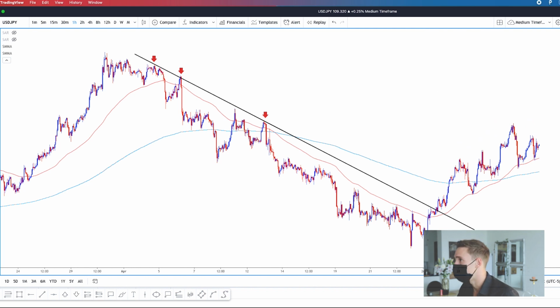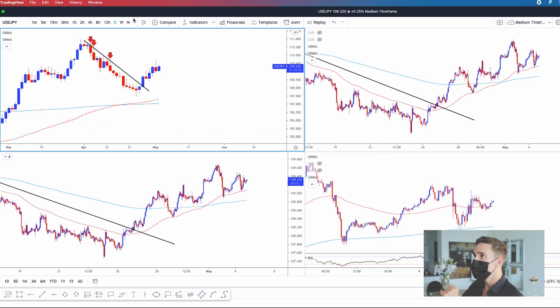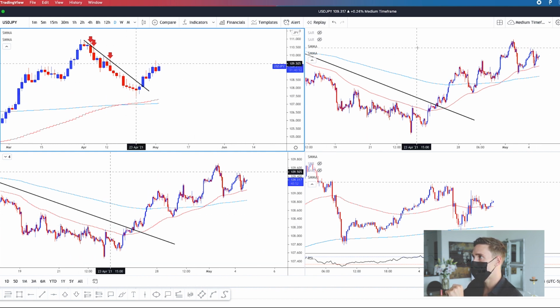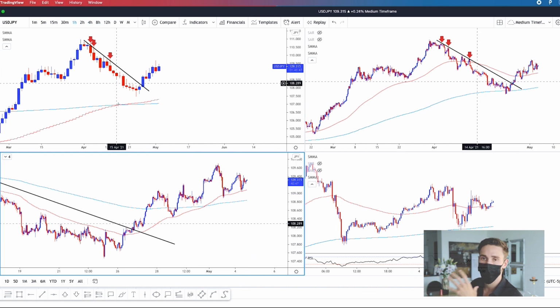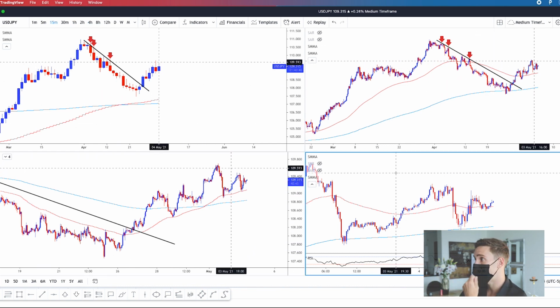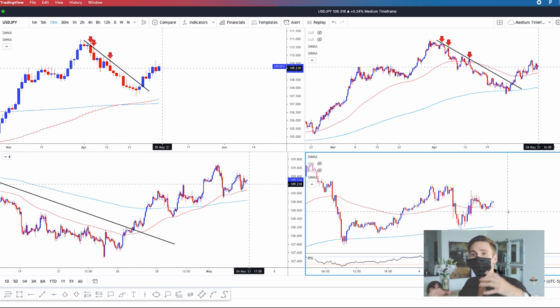So now let's have a look at the bigger picture, okay? By the way, when I'm looking at charts like this, I have my daily on the top left, I have the 4 hour time frame on my top right, I have the 1 hour on my bottom left, and I have the 15 minutes on my bottom right, okay? This allows me to see all the time frames at the same time without having to switch screens, etc.